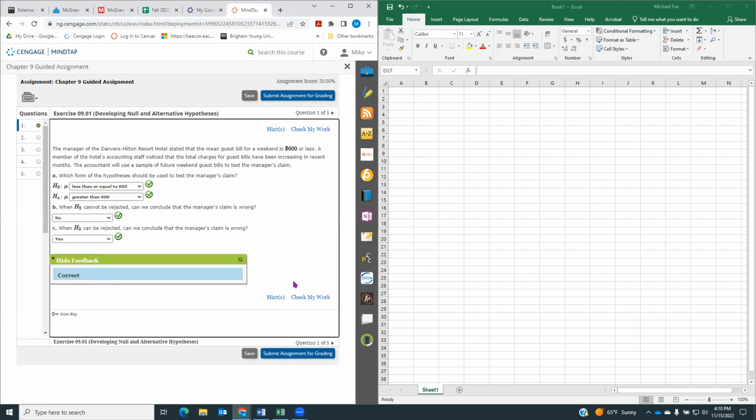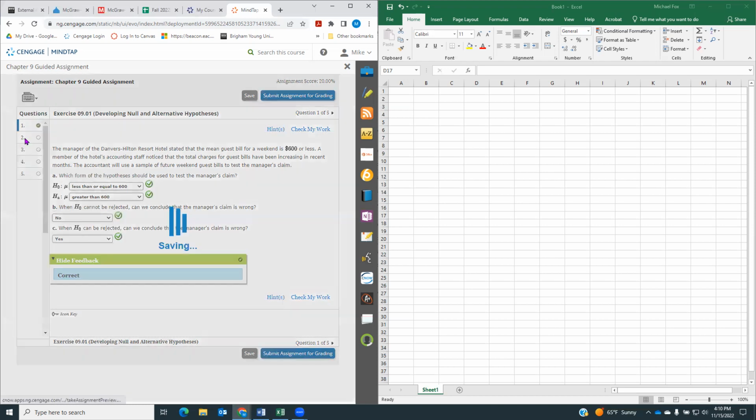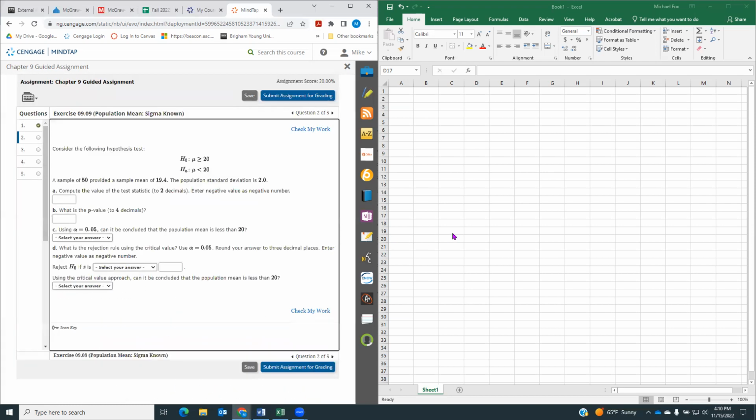There's the first one. And again, that's just meant to give us a feel for how hypothesis testing works and how these problems are made up. So next, we have a situation where it actually wants us to consider a specific hypothesis test. It's already given us the hypotheses, and now we're supposed to work it out.